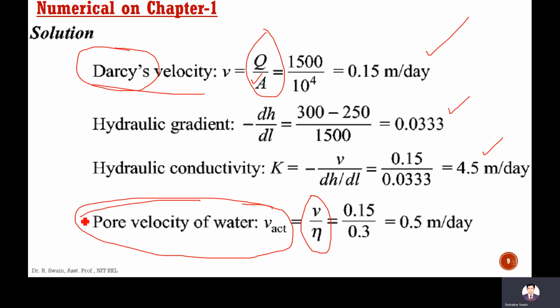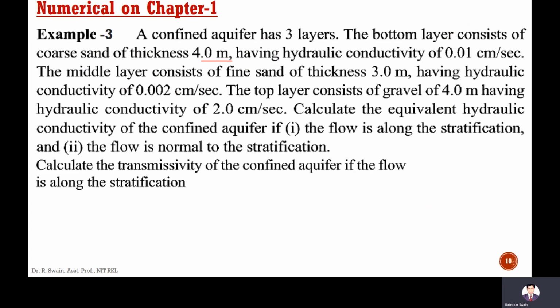So this is the actual velocity, or it is called pore velocity of water, which is V, Darcy's velocity, divided by eta. Eta, you can say, is the porosity. Eta or n, whatever notation you can give. V divided by n, which is 0.15 divided by 0.3, will give you 0.5 meter per day. Next is the next example.